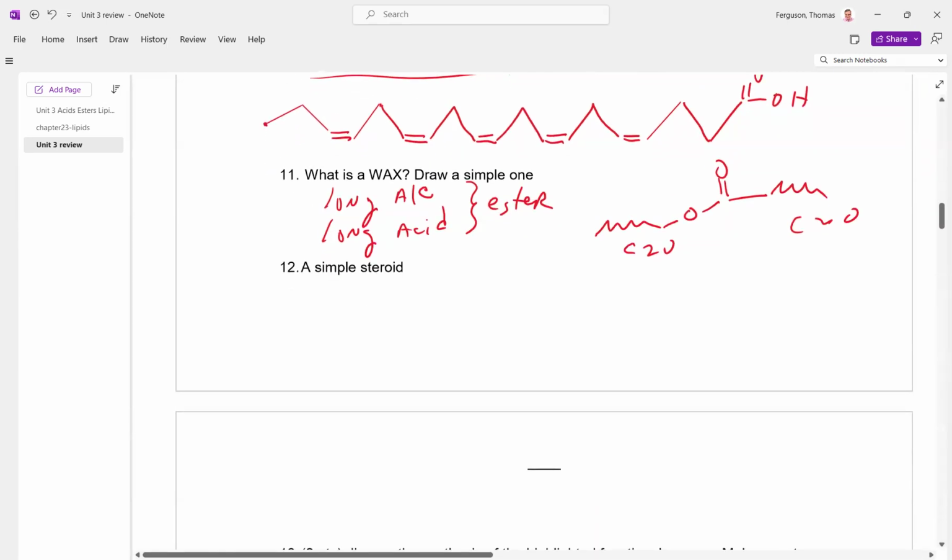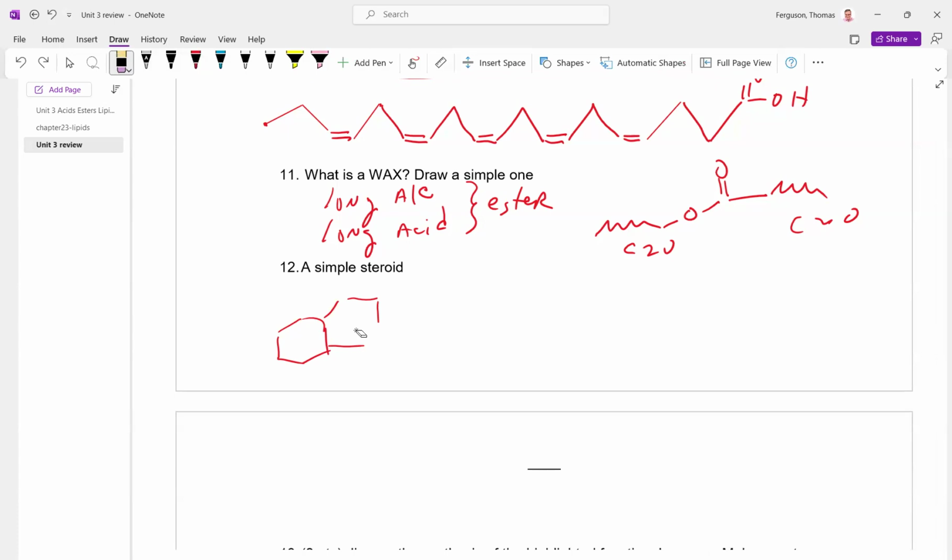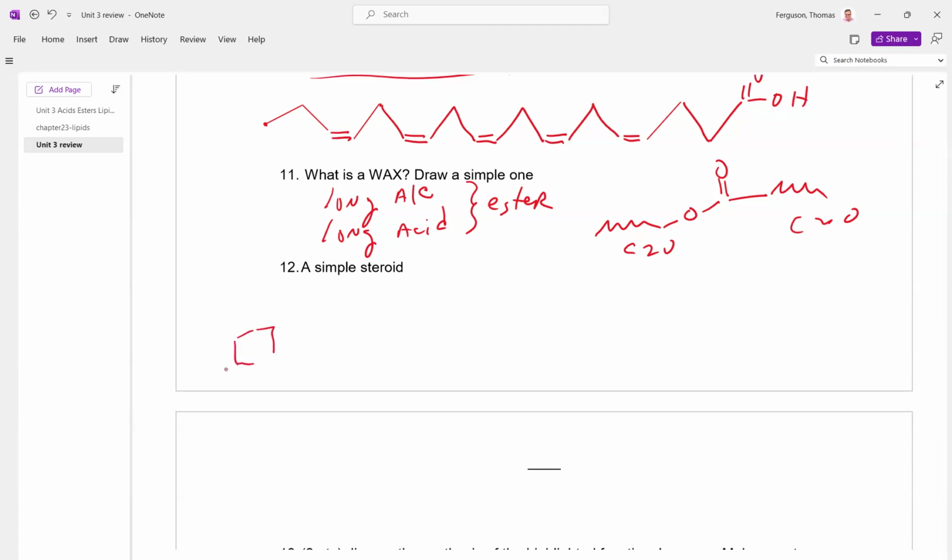Simple steroid. Okay, remember on steroids we have those. I run out of room. So 6, 6, 6, 5.